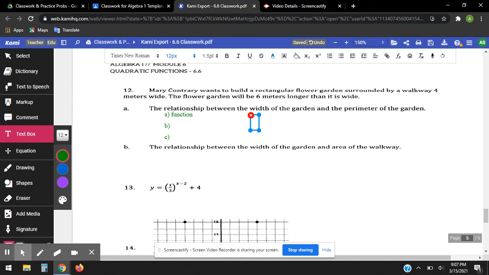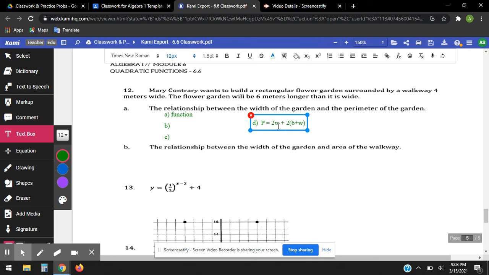So perimeter equals, this is D, perimeter. So a walkway 4 meters wide, I don't know if that makes any difference in here. Flower garden will be 6 meters longer than it is wide. So perimeter is 2 widths plus 2 lengths. Well, the length has to be 6 bigger than the width, right?